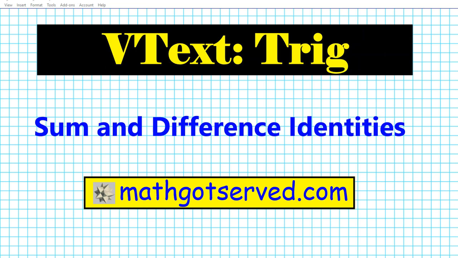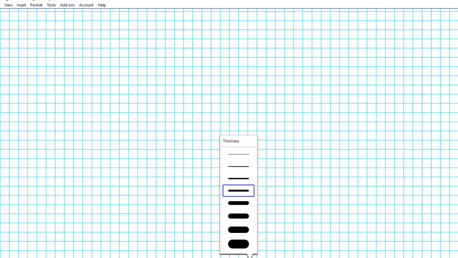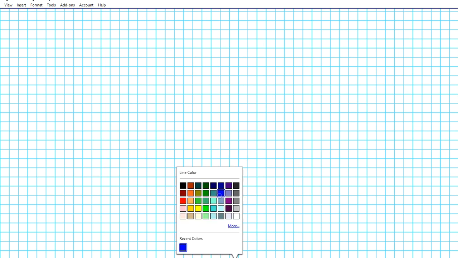In this clip, we're going to be going over our virtual trigonometry text on how to apply the sum and difference identities. Now, to get us started, we're going to do a real quick review on our sum and difference identities, and then we're going to take a look at the problem. All right, so let's start by reviewing our sum and difference identities for sine first, and then we'll go to cosine.